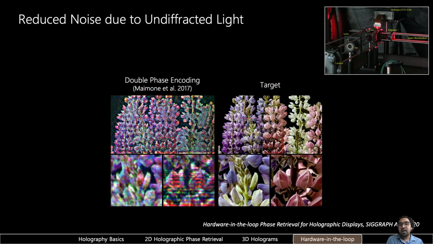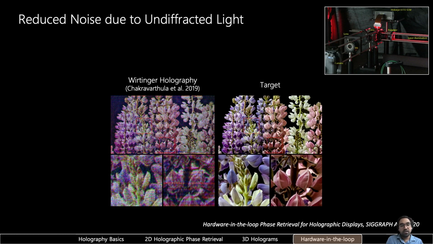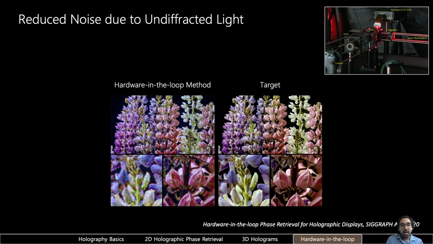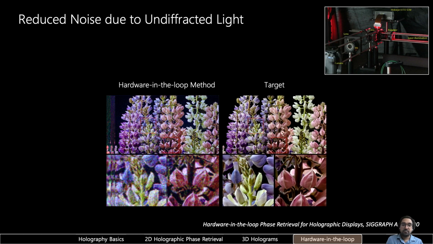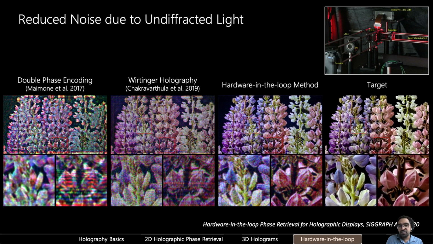Here, I compare images produced by different state-of-the-art hologram computation methods. Here I show double-phase holograms, Whittinger holograms, and our method. In this example, if you observe the background, you can notice how the black regions are truly black. Achieving good black levels and high contrast is one of the major challenges of a holographic display.